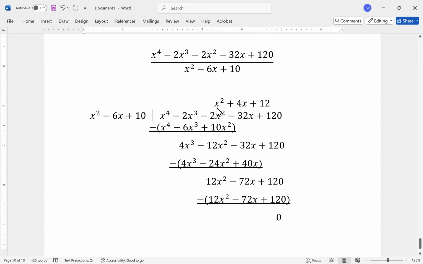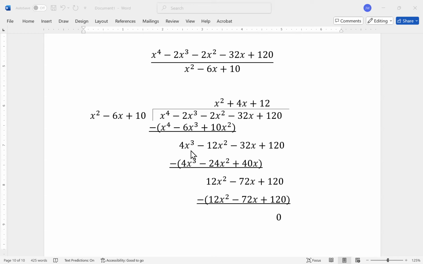Again, I've worked that out. So here's the way it looks. We would put the divisor out front and then the dividend inside. We'd ask, what do I need to multiply by x squared to get an x to the fourth? That's an x squared. So x squared times this polynomial becomes x to the fourth minus 6x to the third plus 10x squared. Then I would subtract that.